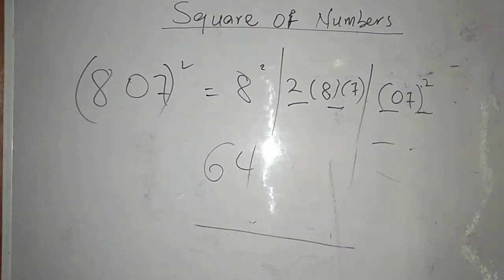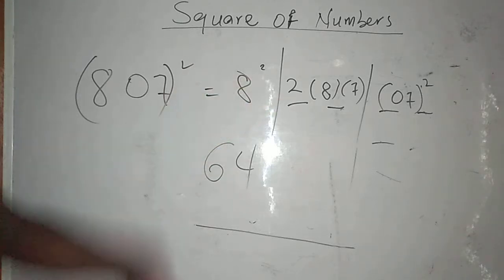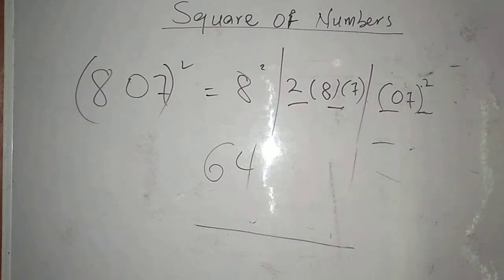The next one is what? 7 times 8. 7 times 8 will give me what? 7 times 8, which is 56. Now 56. Now 56 times 2 will give me 112.